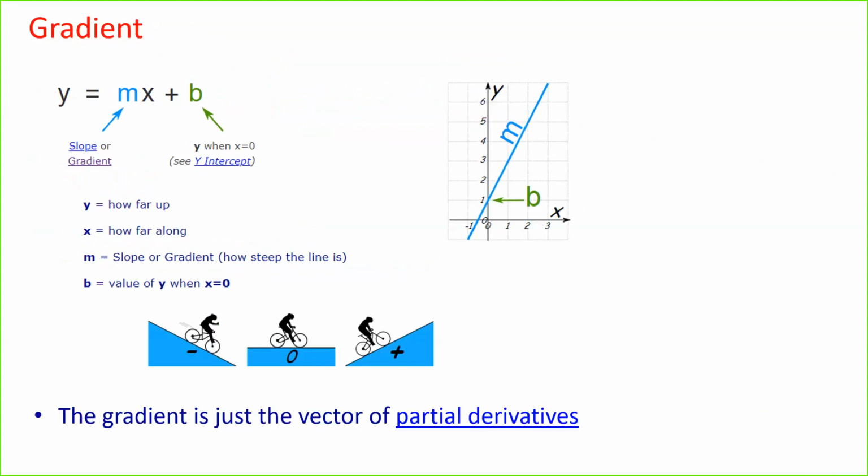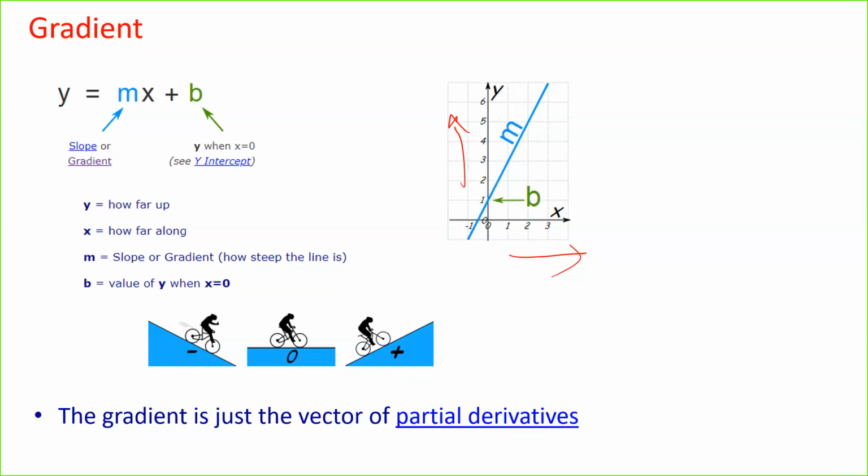To understand the concept of the gradient, I've taken a very simple function, the line equation y equals mx plus b. Let us interpret the different variables in this function. y gives how far up the line is, x gives how far along the line is, and m is the slope of the line. We also call it the gradient. And b is the value of y when x equals 0, which we also call the intercept.